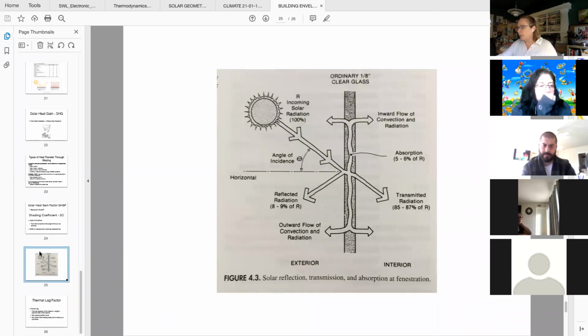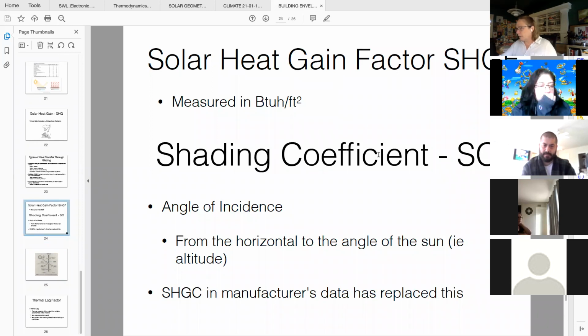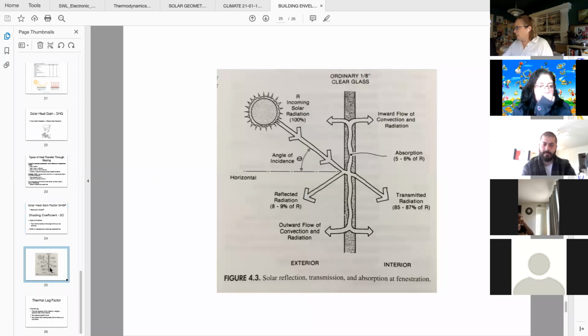But if you come across it, the shading coefficient is basically just that angle, because at the different angles, a different amount of radiation is going to go through that 1/8 inch piece of glass, based on how much is being reflected and how much is being transmitted through. Okay, so we looked at this.